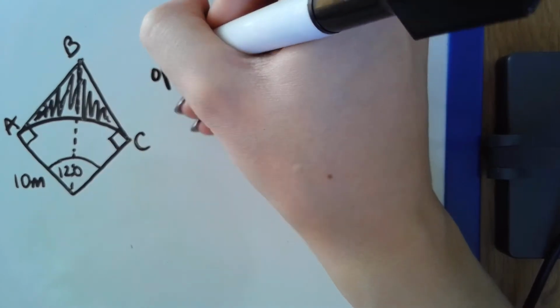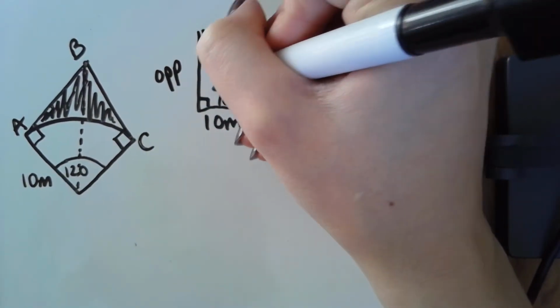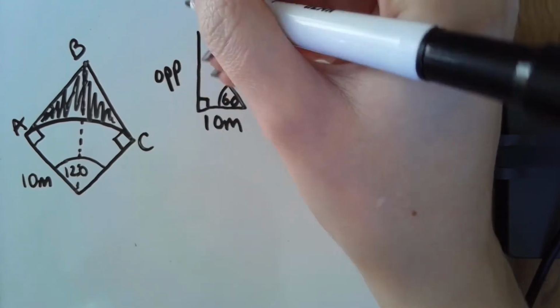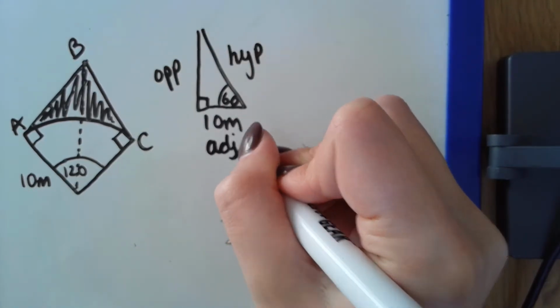So this is opposite, this is hypotenuse. The hypotenuse is always diagonally opposite the right angle, opposite is always opposite the angle, so this must be adjacent.